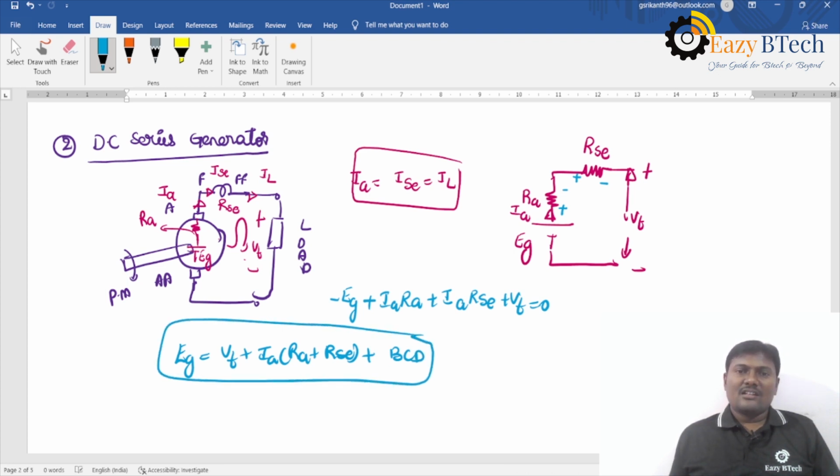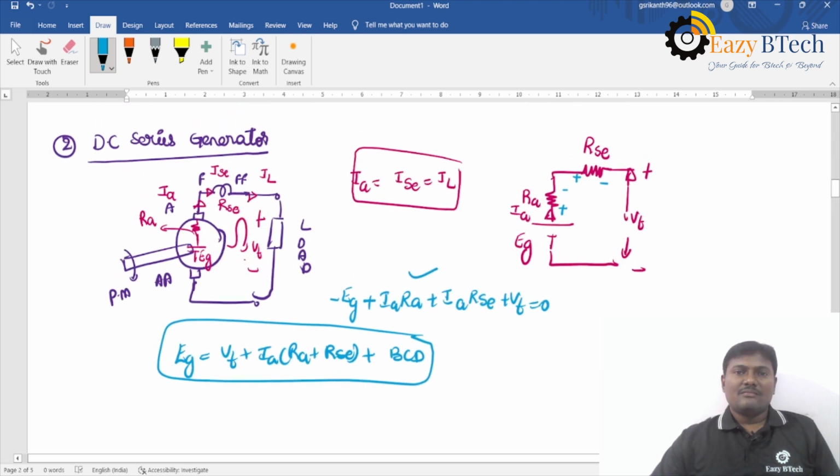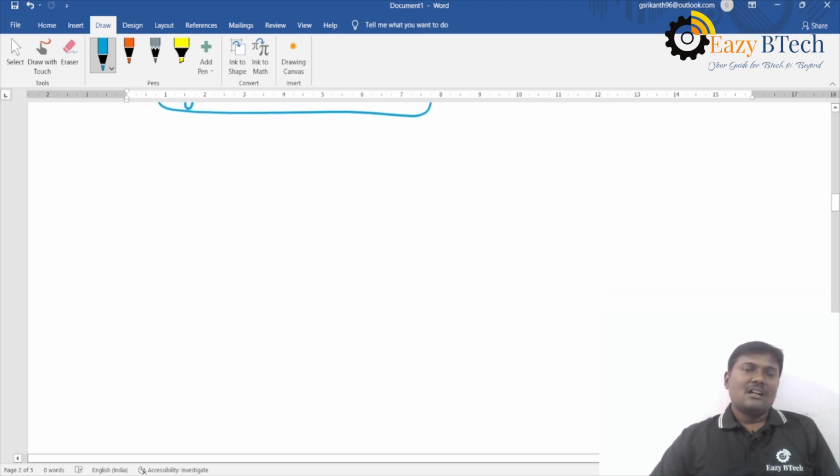In this equation, I am not representing the brush contact drop, but it's a very small drop, 2 volts. Your brush contact drop is also subtracted. So EG is equal to VT plus IA into RA plus RSC plus BCD. In series connection, IA is equal to ISC is equal to IL.